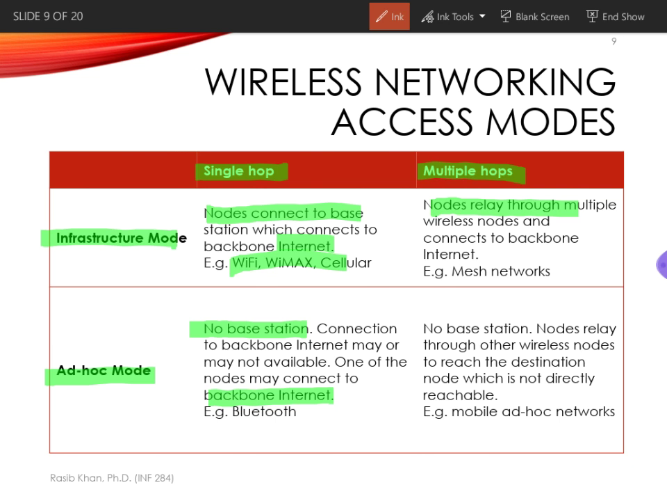Multiple hops in ad hoc mode is actually more common, and what happens is that nodes relay through other wireless nodes to reach the destination, which may not be directly reachable. Right? So for infrastructure mode, single hop is more common. For ad hoc mode, multiple hops is more common for accessibility.